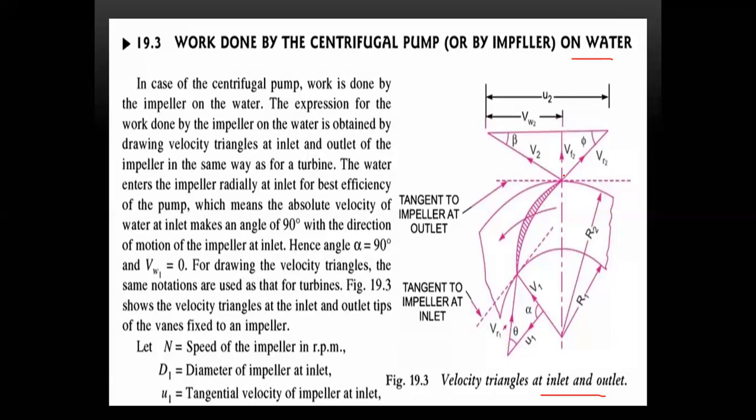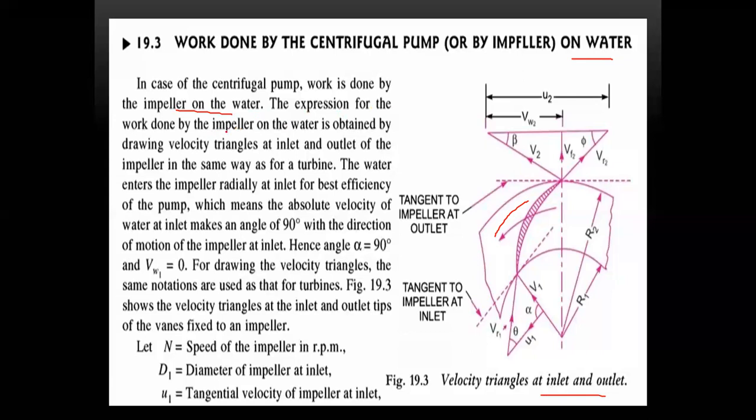So we are making some velocity triangles and solving some of the formulas and derivation. So how is the work done? If you see here, the inlet and the outlet. The rotation is like this. The tangent to the impeller at outlet, tangent to the impeller at inlet, right? In the centrifugal pump, work is done by the impeller on the water.